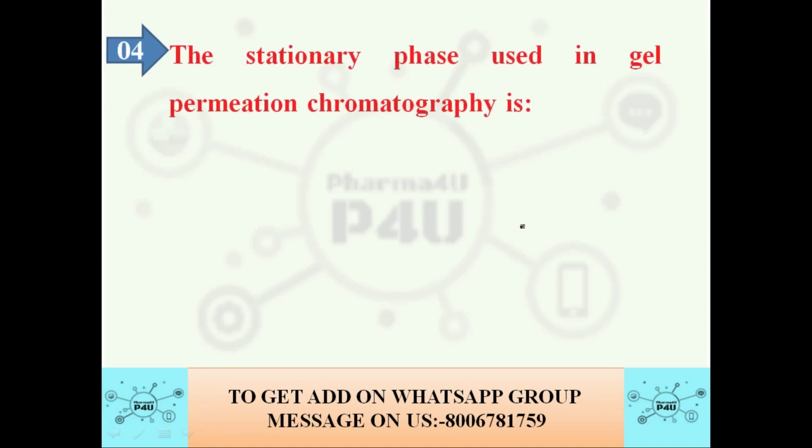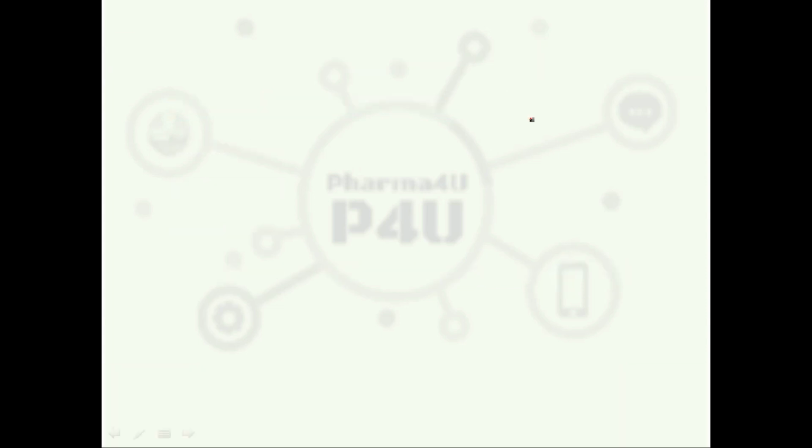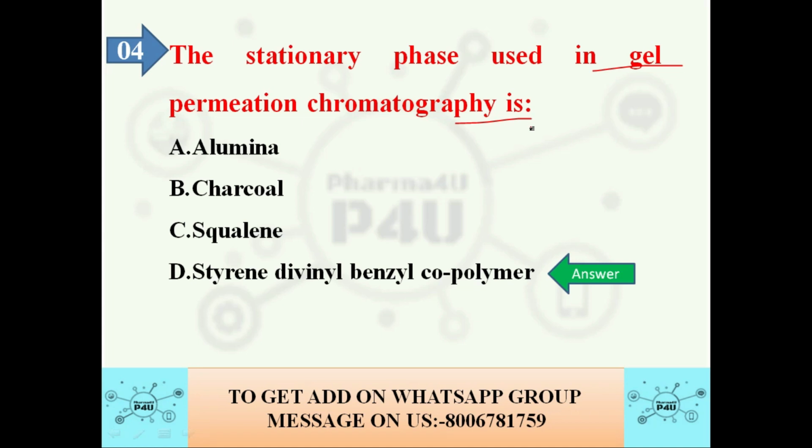The stationary phase used in gel permeation chromatography is, options are: alumina, option B is charcoal, option C is squalene, option D is styrene divinyl benzene copolymer. The correct answer is styrene divinyl benzene copolymer, which is used as the stationary phase in gel permeation chromatography.